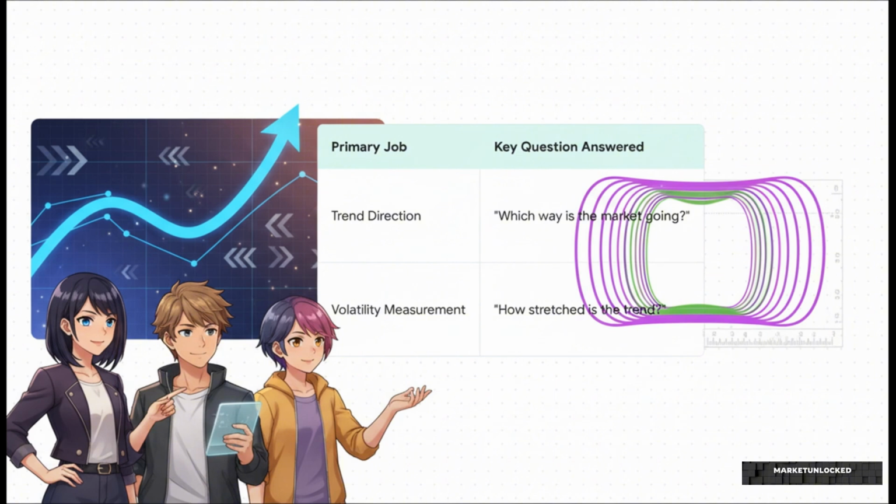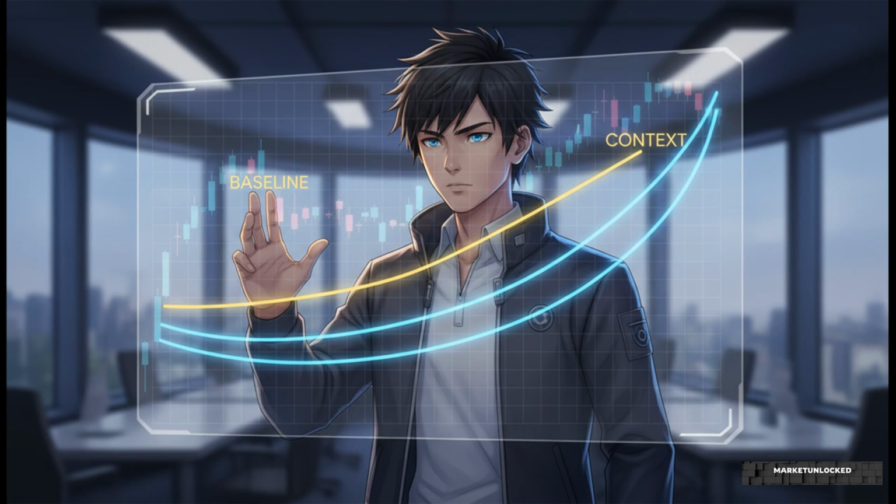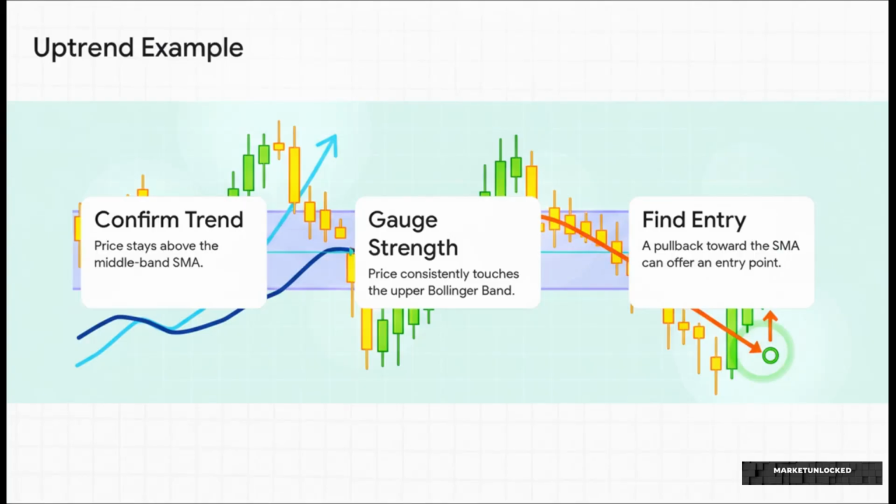It's a perfect partnership. So yeah, just to hammer this home, the SMA shows you the direction. The Bollinger Bands provide the context. It's that simple. And when you combine them, you just get this much richer picture of what the market is actually doing. Okay, let's look at a practical example.